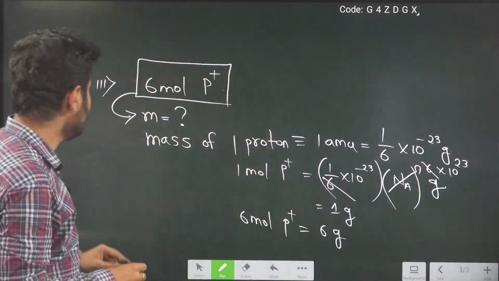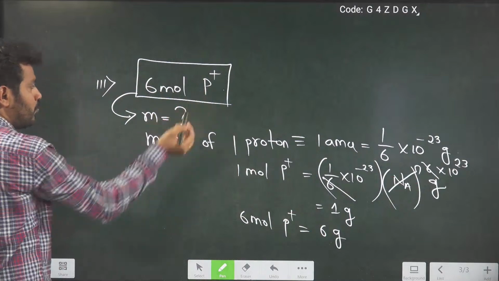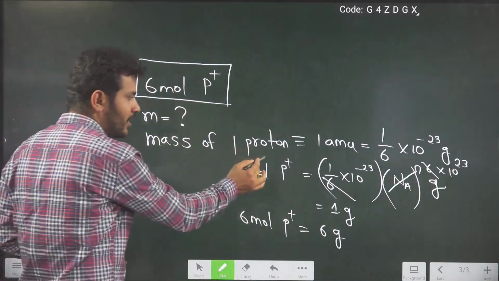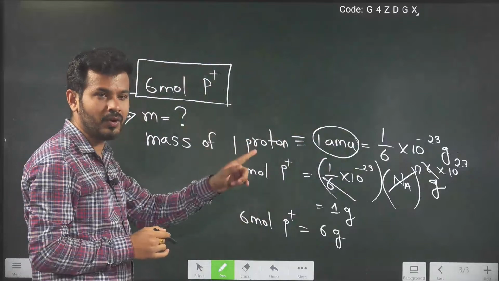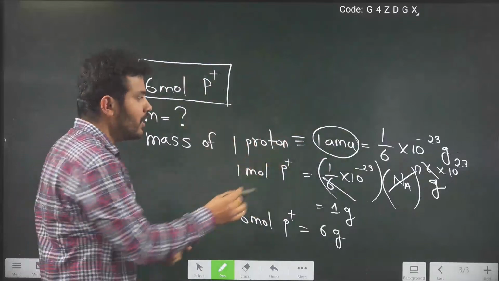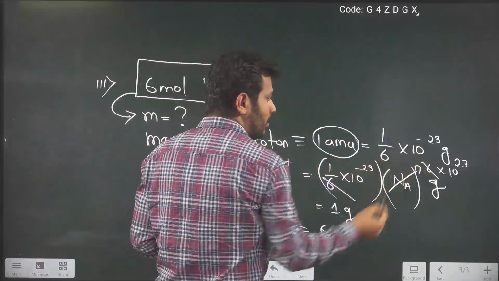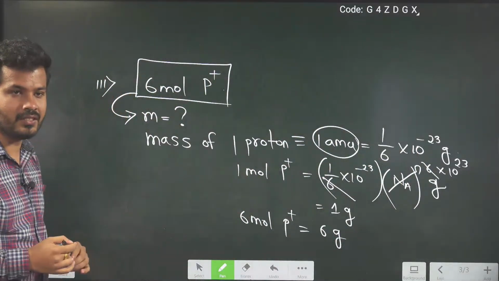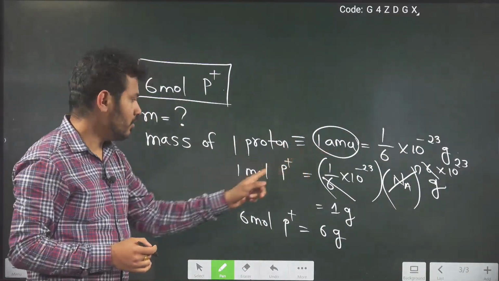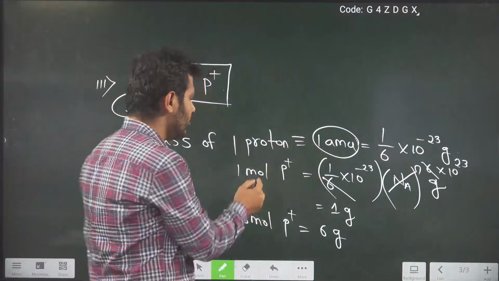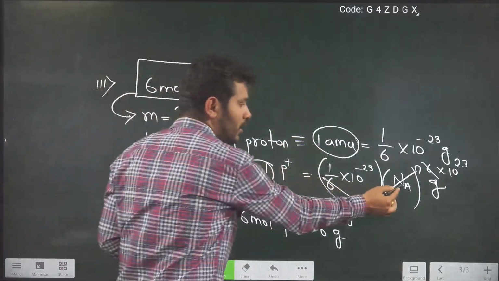Okay. Danish, you see here, we had 6 moles of protons. We know that the mass of a single proton is 1 AMU. One single proton and one neutron have the same mass, which is 1 AMU. And 1 AMU means this much gram. If you remember, I have discussed earlier as well. If one proton is this much gram, 1 mole proton will be, 1 mole means what? A mole will contain Avogadro's number of particles.